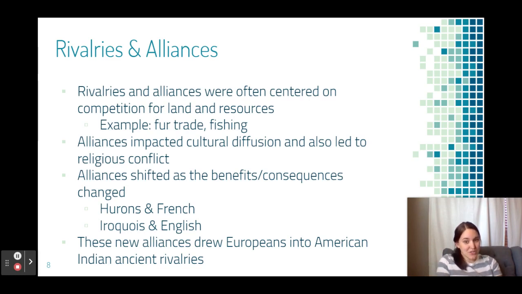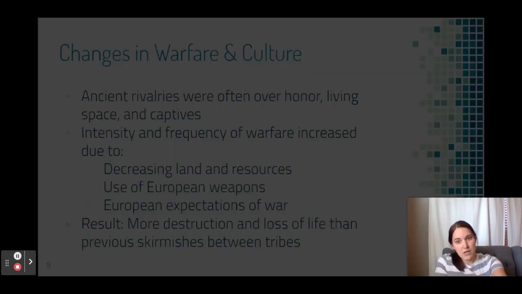But the alliances would shift as well. So if it became more beneficial for, say, the Huron to trade with the English, then they may shift their alliance temporarily or permanently as the benefits changed. And these new alliances really drew the Europeans into the American Indian ancient rivalries.